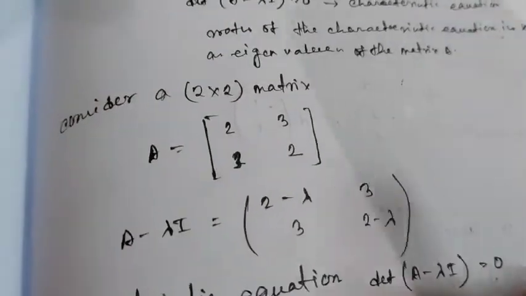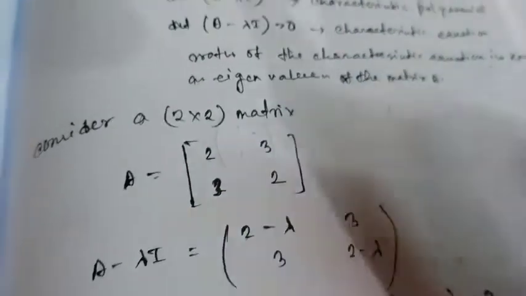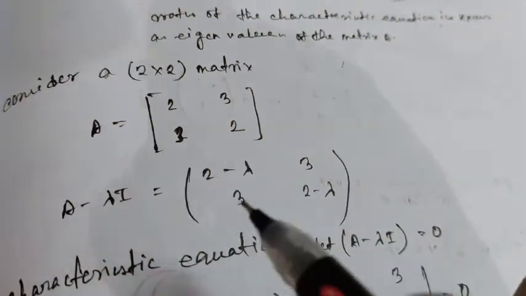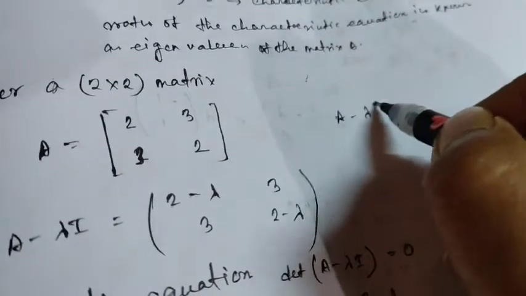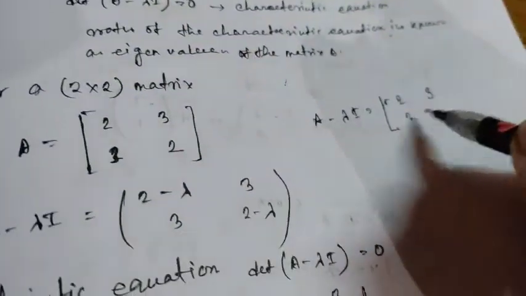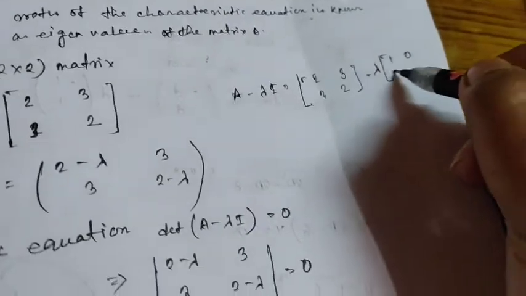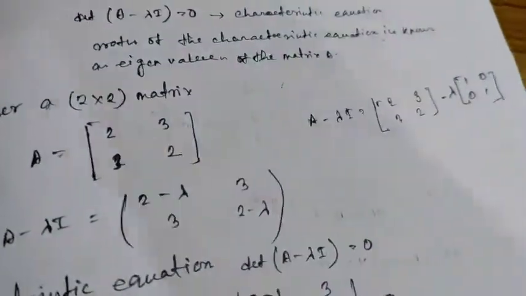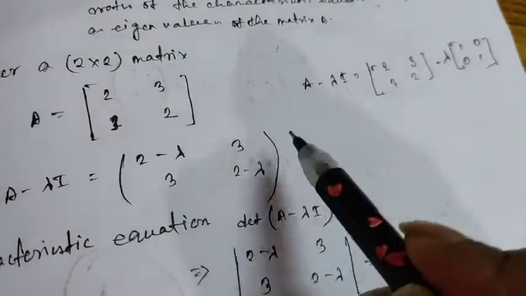Here we consider a 2 cross 2 matrix, A is equal to [2 3; 3 2]. First we consider the characteristic matrix, that is A minus lambda I. So A minus lambda I means [2 3; 3 2] minus lambda into [1 0; 0 1], where I is the second order identity matrix since the matrix A is of second order. If we simplify, we get A minus lambda I as [2 minus lambda, 3; 3, 2 minus lambda].